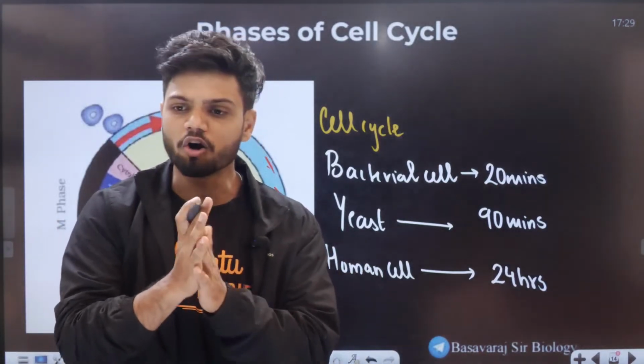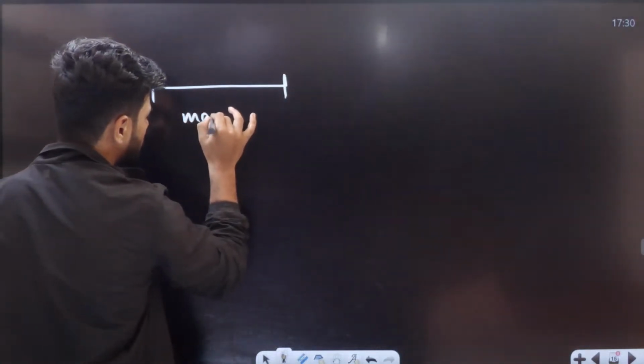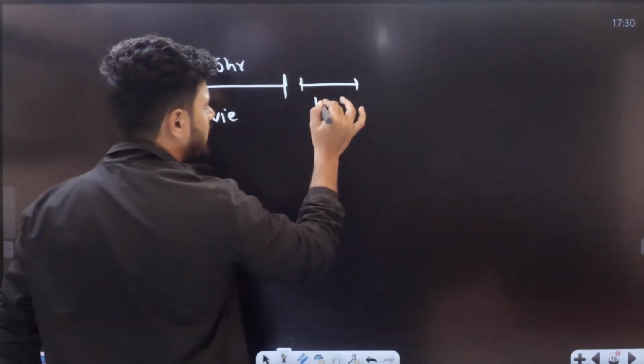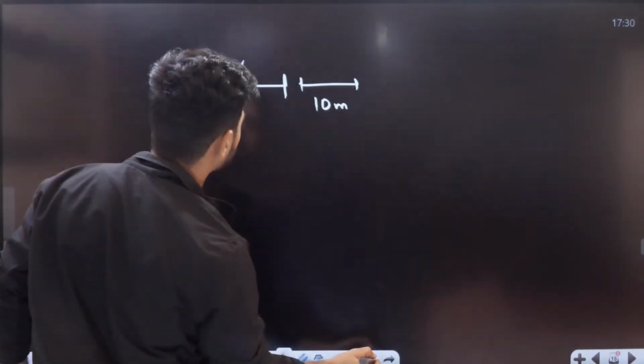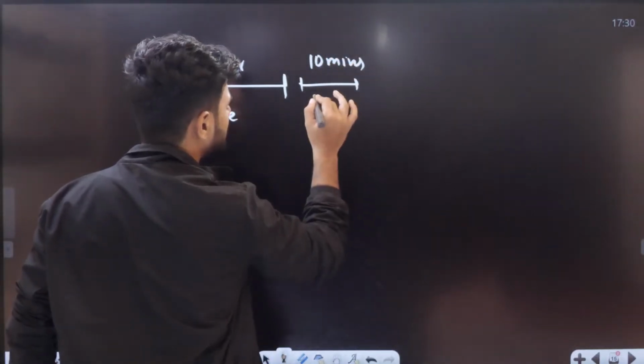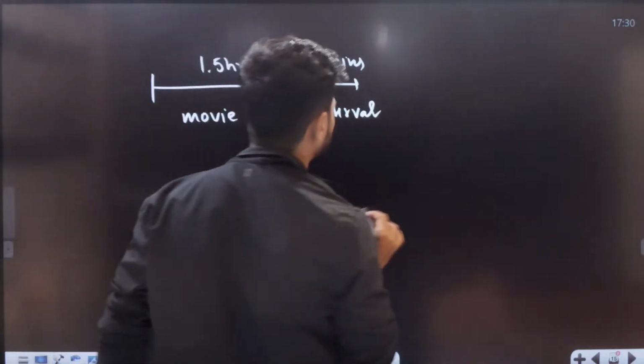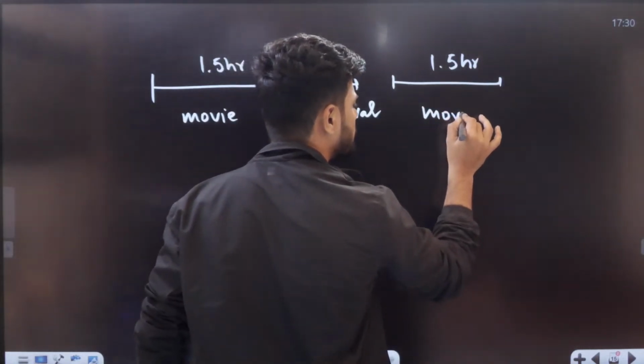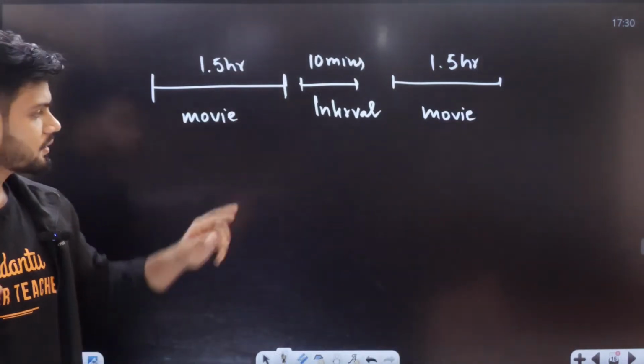Now students, how many of you recently went for a movie? I'm talking about movies in the theater, not at home. When you go to a theatre, have you noticed that the movie plays for, let's say, 1.5 hours, then there is a 10 minutes interval, and again 1.5 hours? Generally in a 3 hour movie, 1.5 hours is the movie. Clear? This is a general movie.